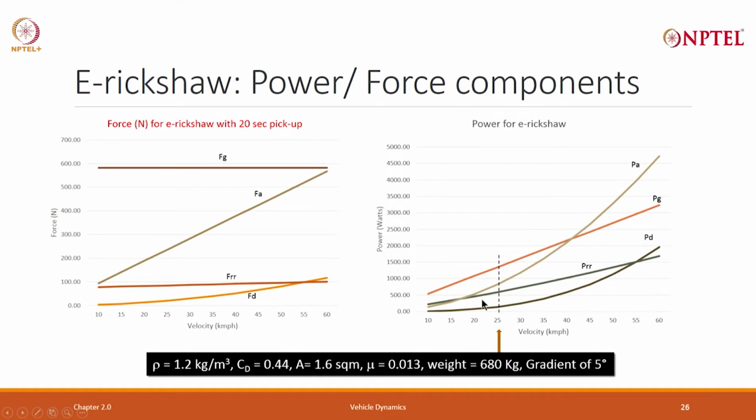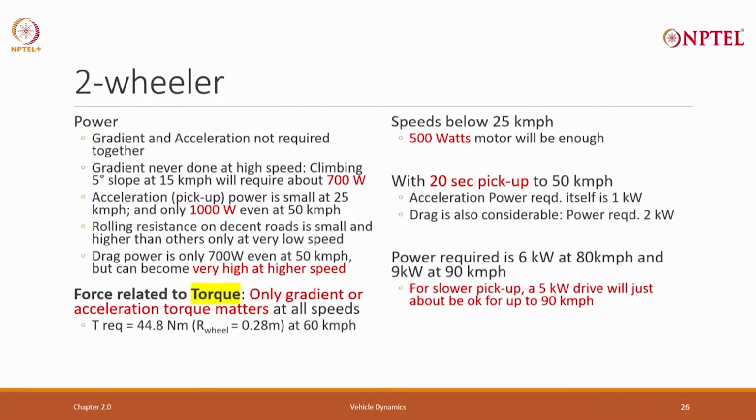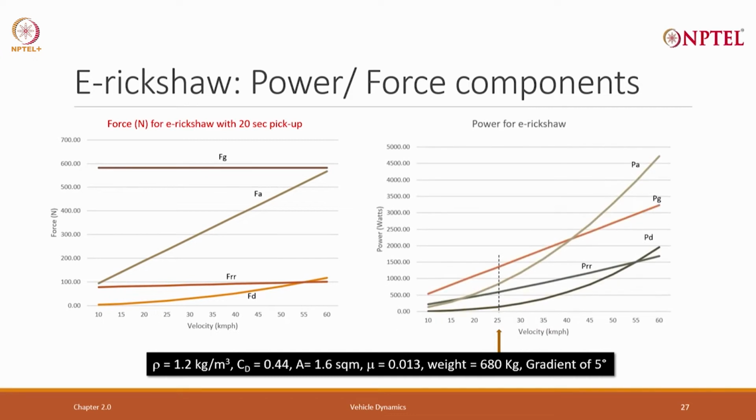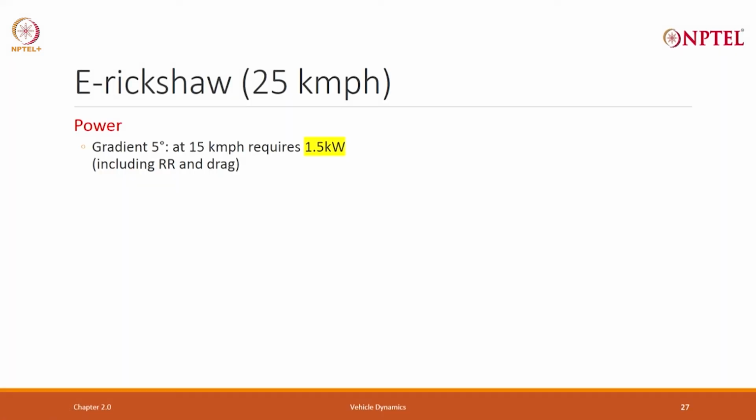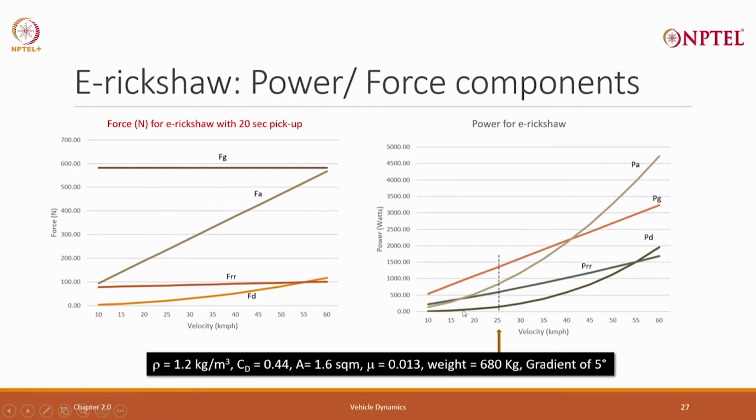Given this as compared to two wheeler, now let us look at, so the same curve I am showing out here, let us look at what is the implication. Let us look at the power. A gradient at 5 degrees at 15 kilometer per hour, I require approximately 1.5 kilowatt.